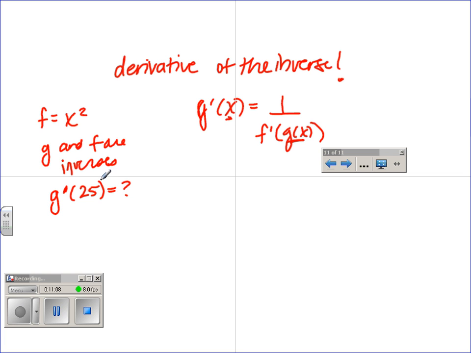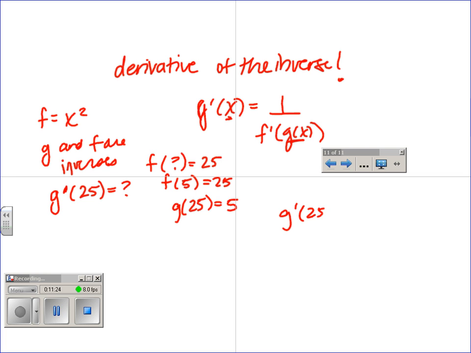So what you need to do is you need to figure out f of something equals 25. Well, f of 5 equals 25. Because 5 squared is 25. So that means g of 25 is 5. These are paired together. So the derivative at 25 of g is the reciprocal of the derivative of f at 5.